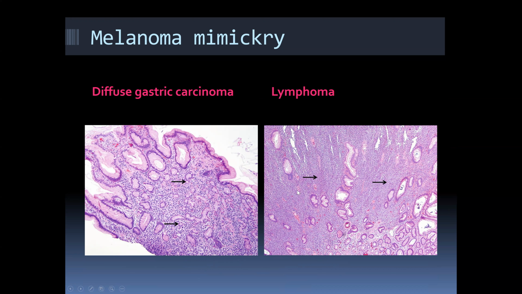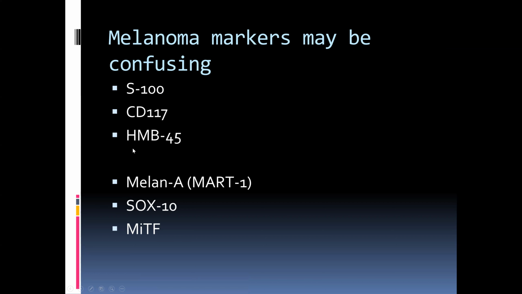Of course, melanoma markers can even be confusing as well. So we've mentioned a few other things that can be S100 positive, Schwannoma. We've mentioned something else that could be positive with CD117 when you think about myeloid sarcoma. And of course, we know that PEComas can also be HMB45 positive. So sometimes we may want to go to one of the more specific markers, the SOX10 or MITF, to be a little bit more specific.